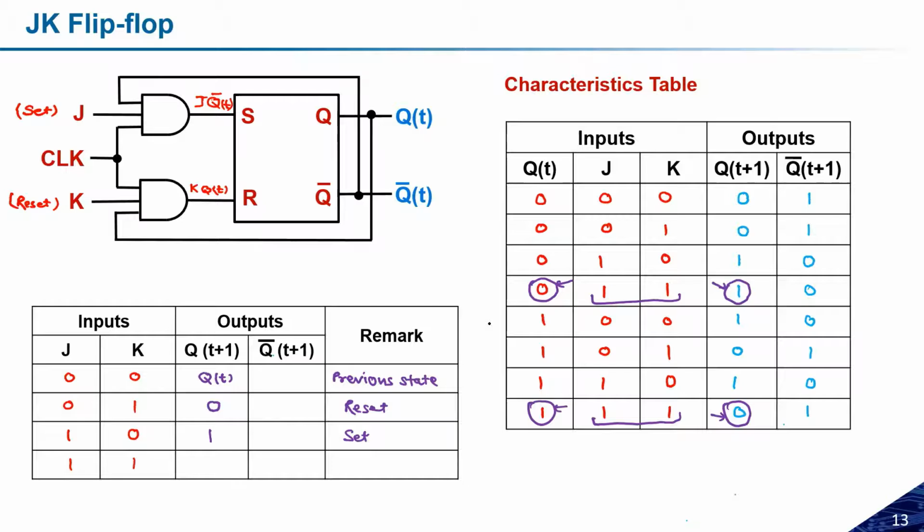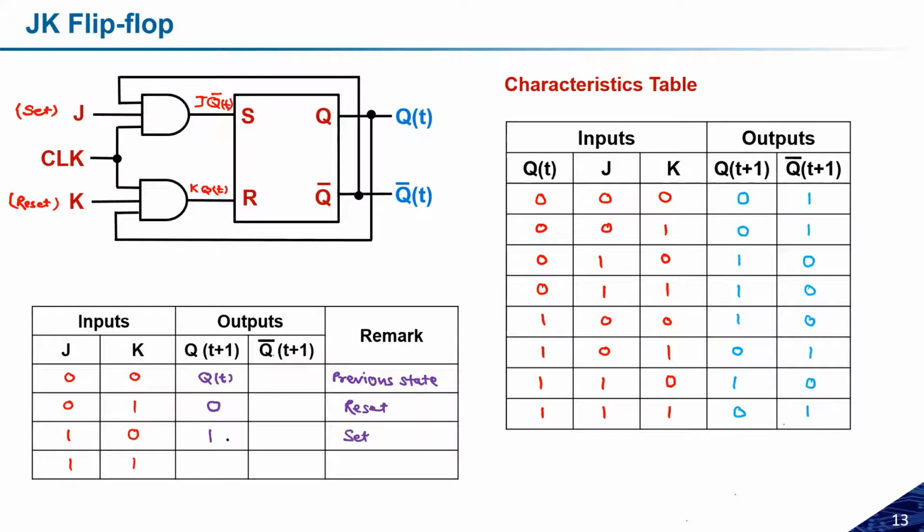This is why the JK flip-flop is more important than the SR latch. This kind of thing can be utilized to count clock pulses. Each time I get a pulse, the output toggles from 0 to 1 and 1 to 0. If we are able to monitor how many times the output has toggled, we can calculate how many times a pulse was passed through this design or through this circuit. So this is the importance of the JK flip-flop.